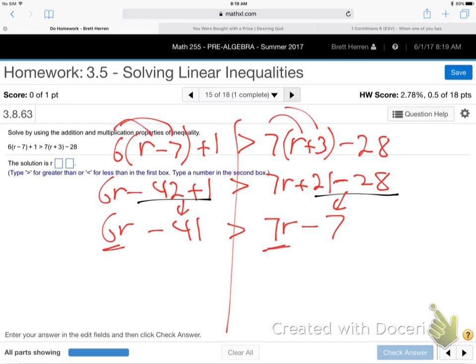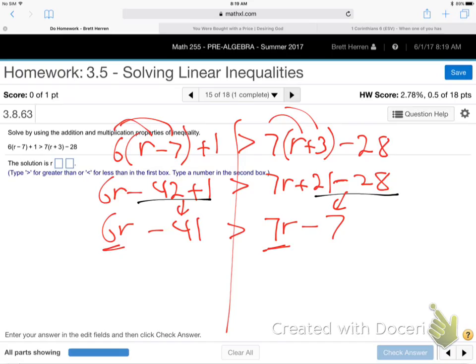Don't worry about the minus 41 and the minus 7 right now. Oh, the final answer is, isn't it, r less than negative 34? I think you should have r is less than negative 34. If you've got that answer, you're good. If you don't, you made a mistake somewhere.